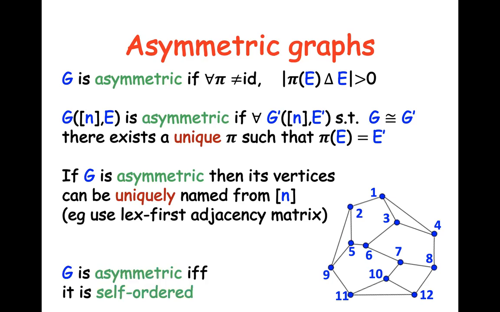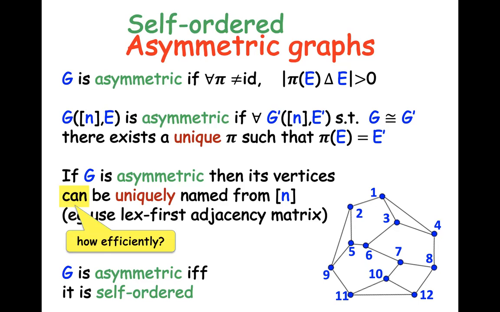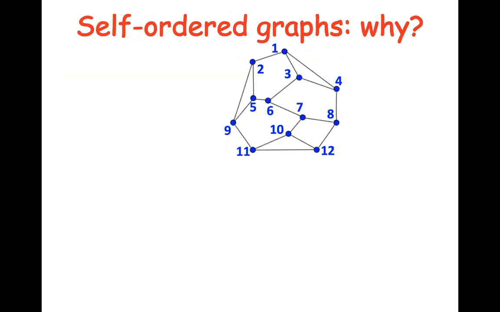This is why we call asymmetric graphs also self-ordered graphs. They can order themselves. Of course, how to find this ordering is a very important question that we will deal with soon. But first, why are they good? Well, they are good because they afford these reductions between ordered and unordered structures.